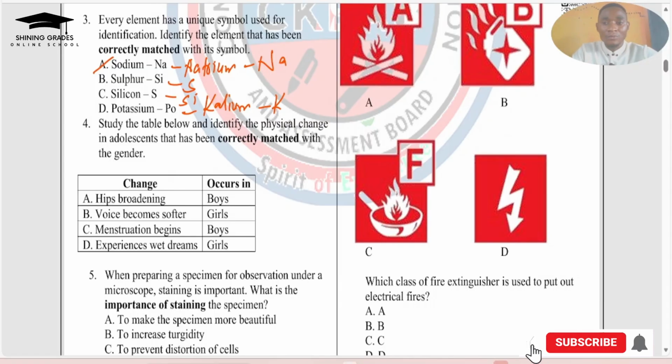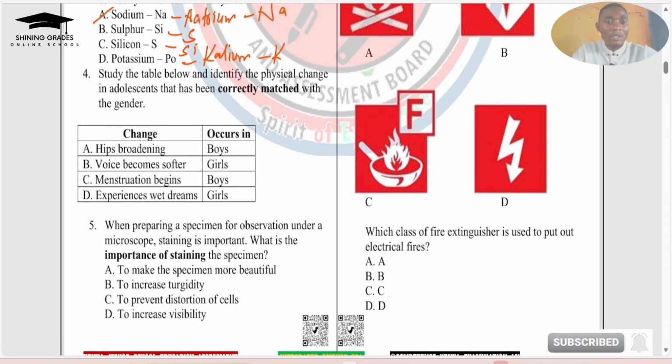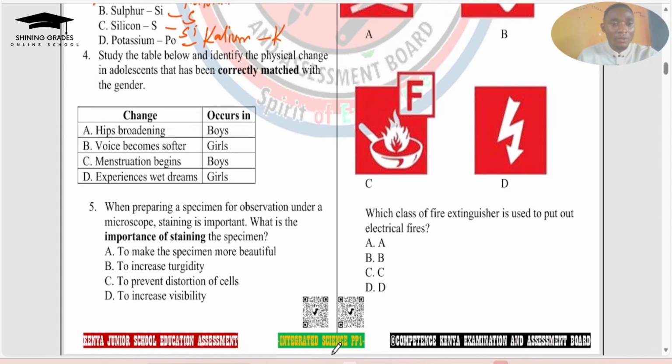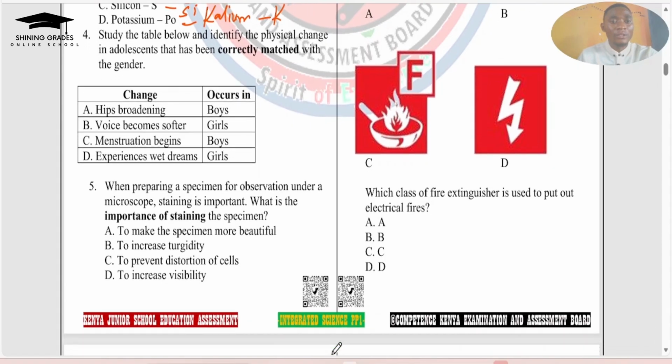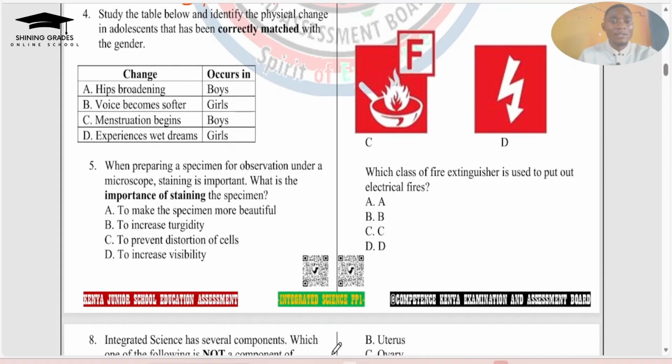Question number 4. Study the table below and identify the physical change in adolescence that has been correctly matched with the gender. We have the change and where it occurs.